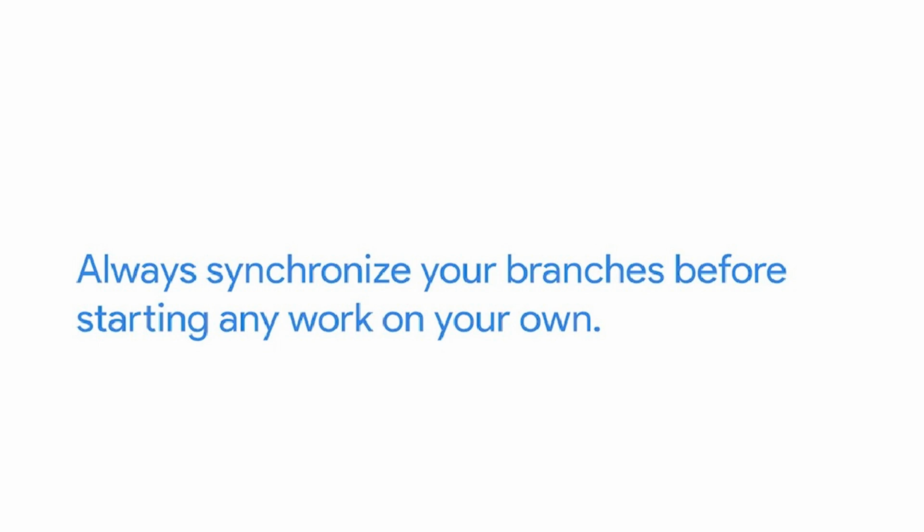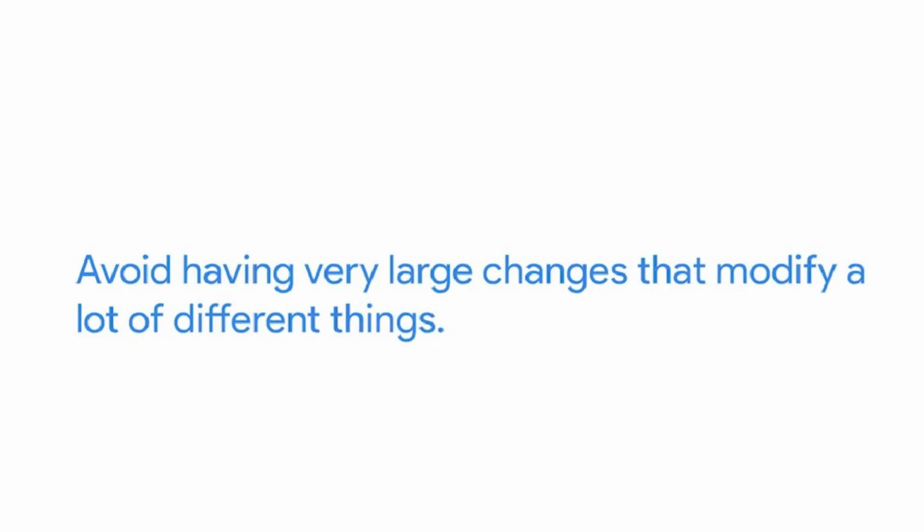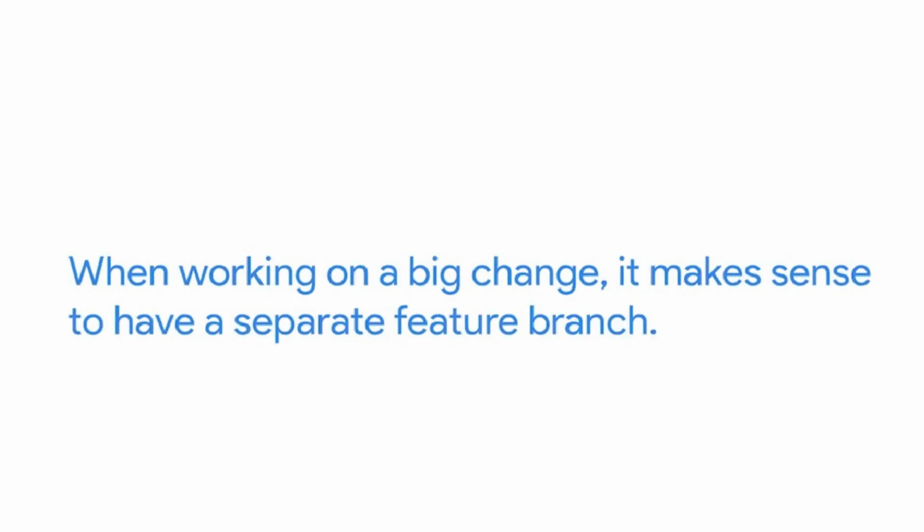Another common practice is to try and avoid having very large changes that modify a lot of different things. On top of that, if you remember to push your changes often and pull before doing any work, you reduce the chances of getting conflicts. We called out already that when working on a big change, it makes sense to have a separate feature branch. This lets you work on new changes while still enabling you to fix bugs in the other branch.